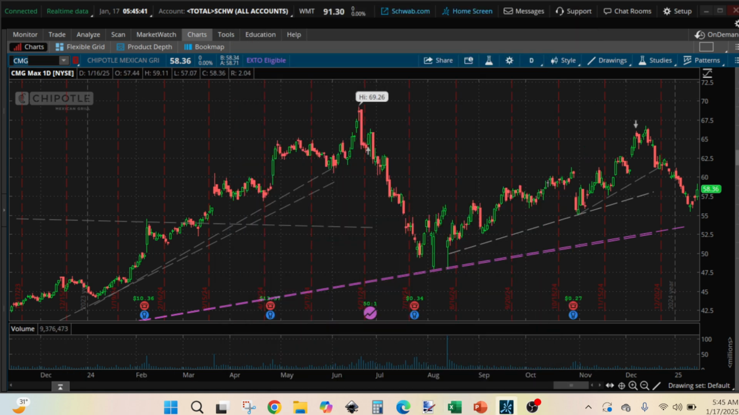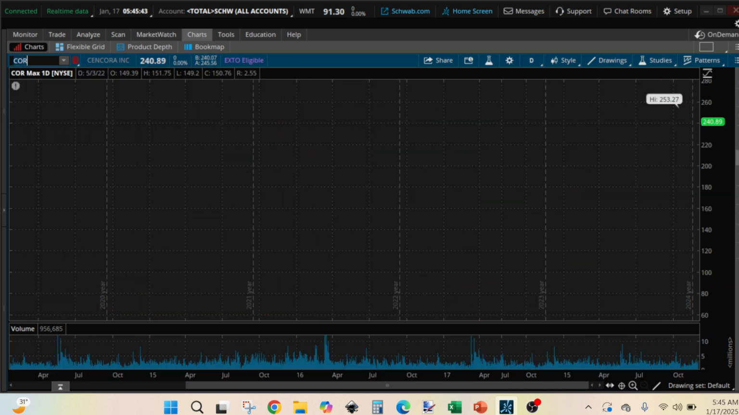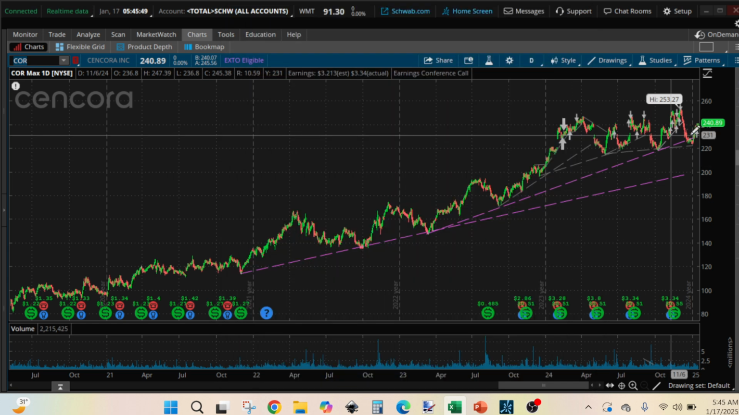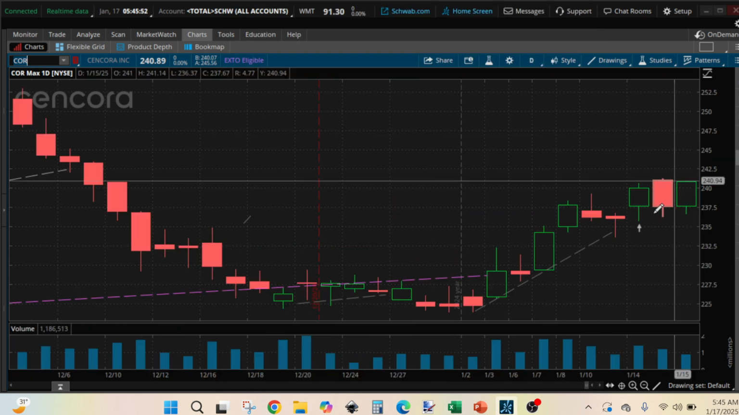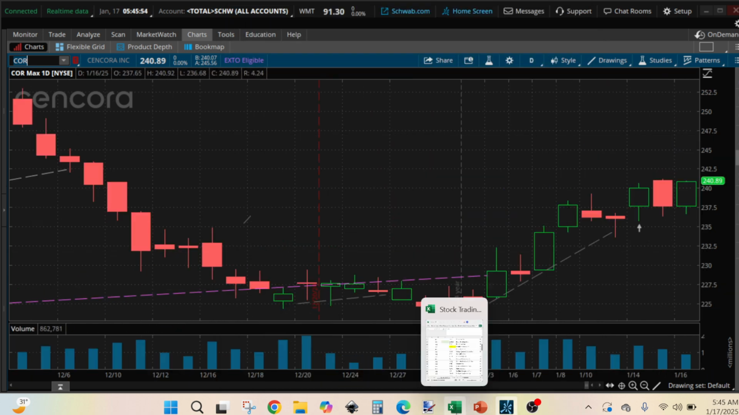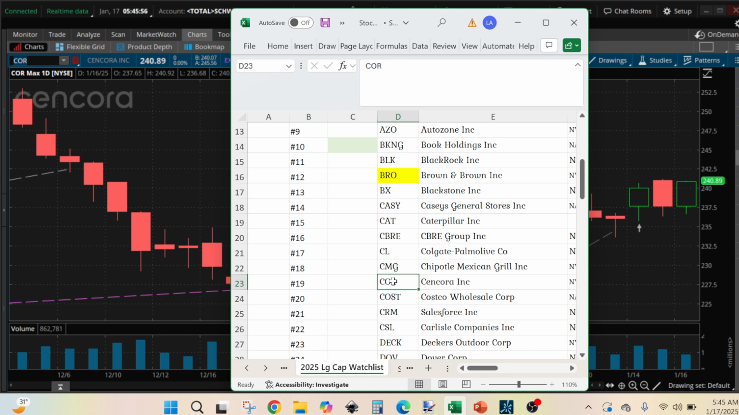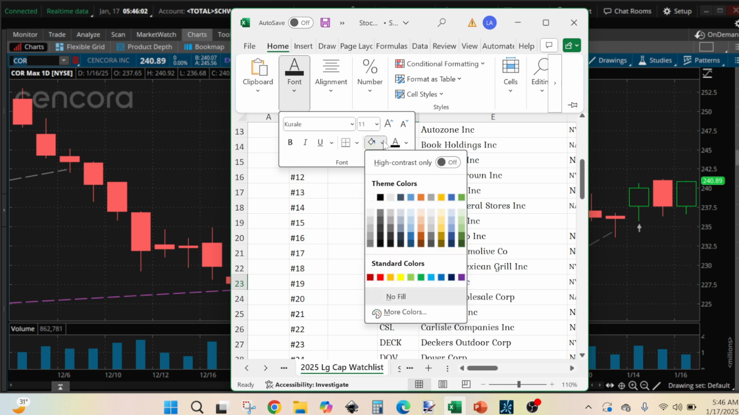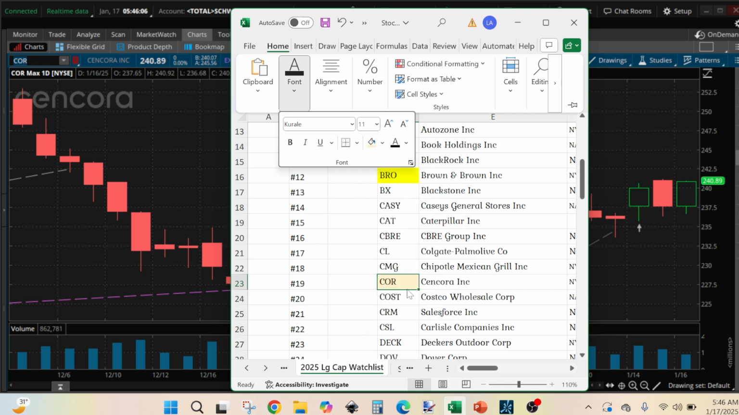COR. So I will need to color COR because we purchased it. That arrow there is showing us that we purchased it. When we purchase a stock, I like to color it so that we know that one we already have in the portfolio, and we don't buy it again.